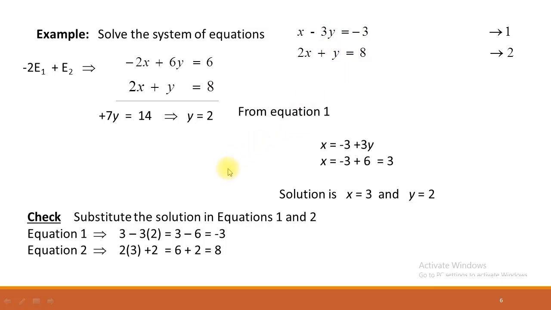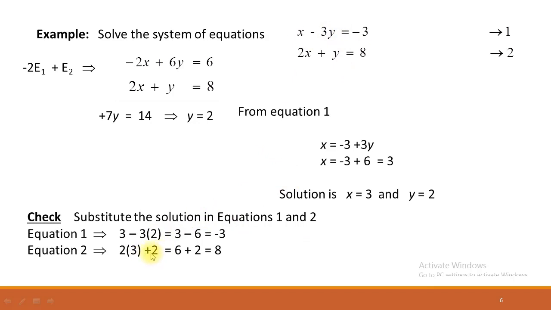So to check whether the solution is true or false, substitute the value of x and y in the given system. From equation number 1 we get 3 minus 3 into 2, this is the value of x and this is the value of y, which is equal to 3 minus 6, which is equal to minus 3. Minus 3 is the right hand side. So the solution is true for equation number 1.